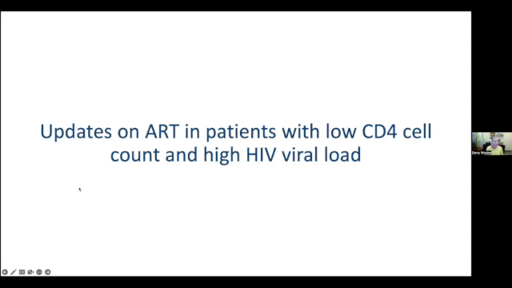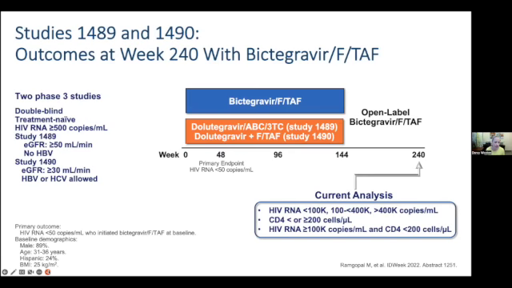Okay, I will keep moving on, and I'm just going to cover one study looking at antiretroviral therapy in patients with a low CD4 and high viral load. This was updated data from week 240 of studies 1489 and 1490. By way of reminder, these were phase 3 randomized controlled trials of patients with HIV who were newly diagnosed and treatment naive, randomized to start either bictegravir/FTC/TAF or a dolutegravir-containing regimen. Then at week 144, everybody was on bictegravir/FTC/TAF.